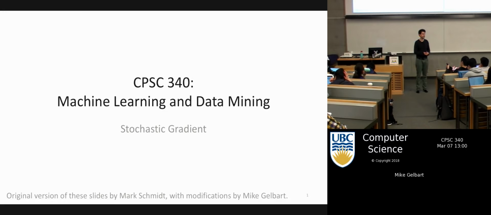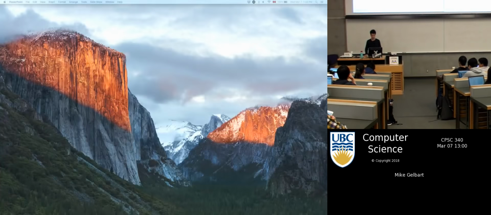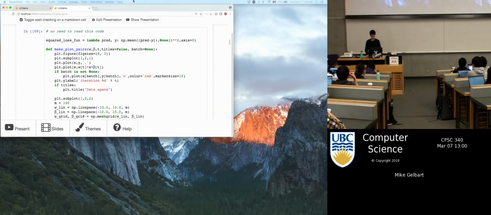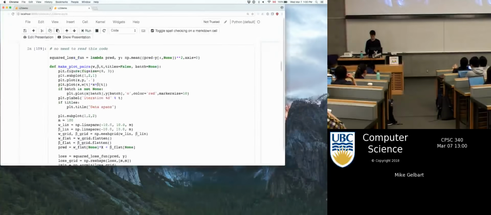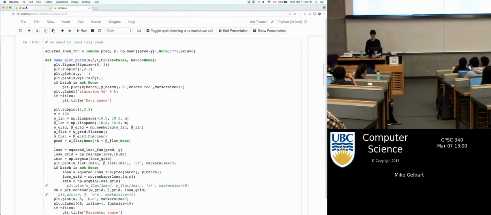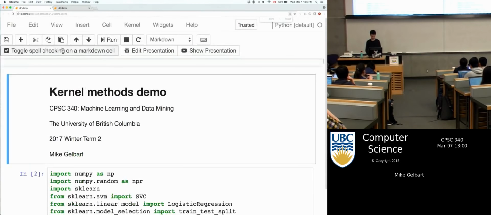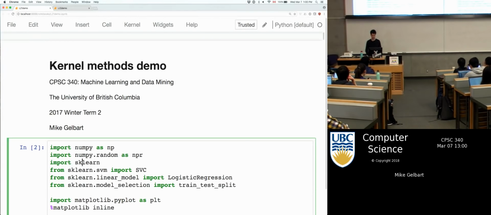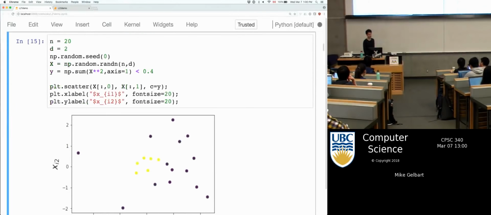I want to first show you a small modification I made to the notebook from last class. There it is. So this is the notebook from last class, and I just said I would add one more picture.